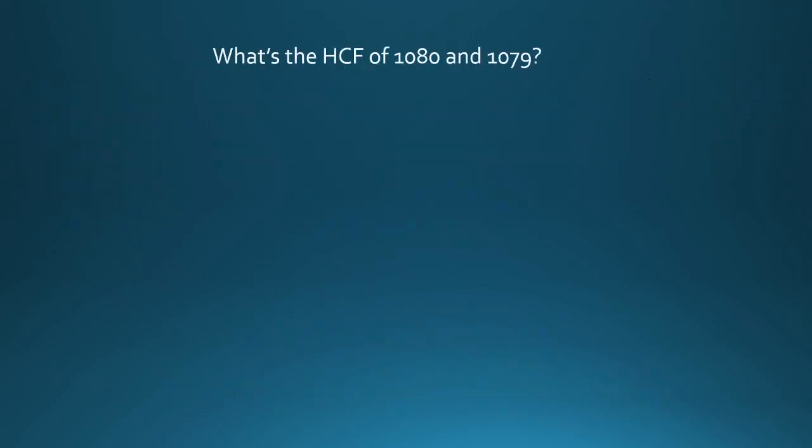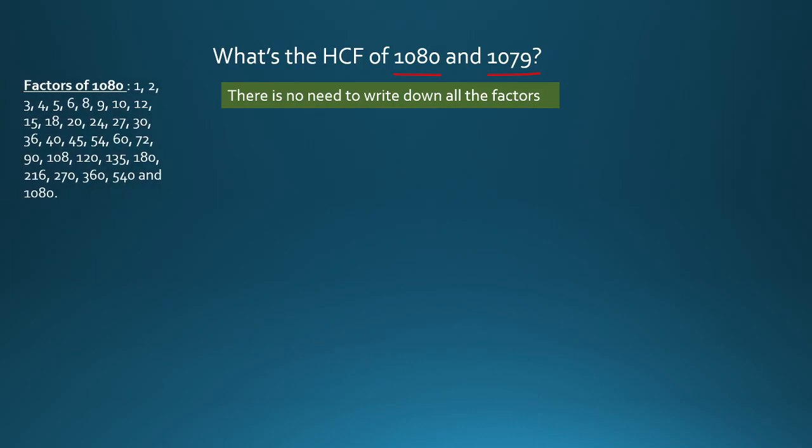But let's now take another example. What if you have to find out the HCF of 1080 and 1079? This is also a very simple example. If you go on and figure out the factors and then decide the highest common factor, it will take quite a long time. There's no need to write down all the factors, because you can see something much simpler than that. If you write down the factors of 1080, you will have so many factors, and 1079 you will have so many factors, and guess what, the highest common factor is 1.